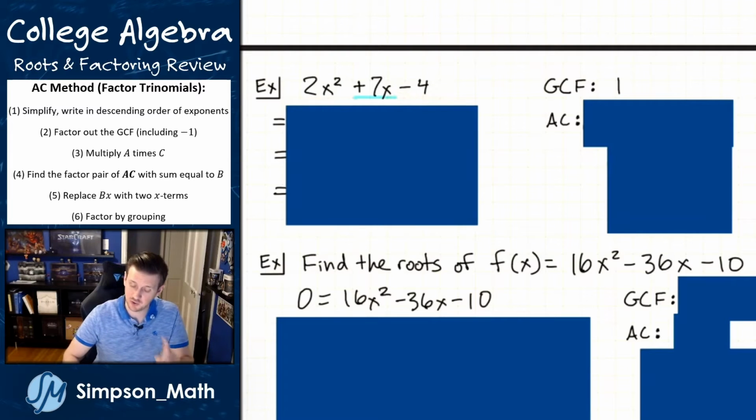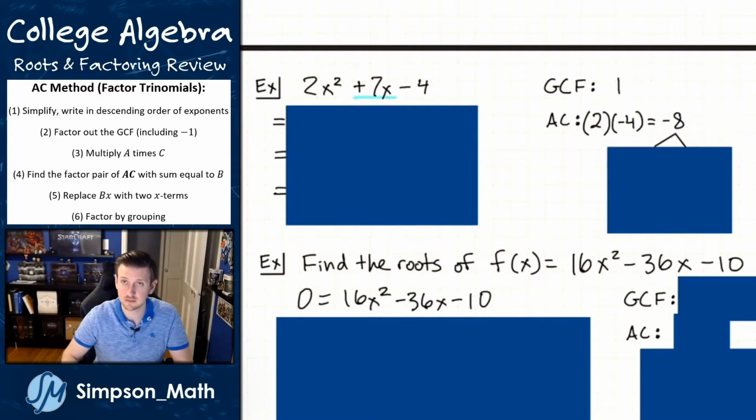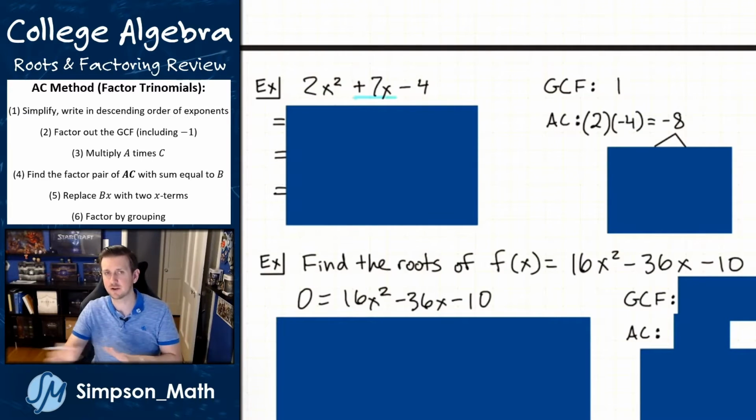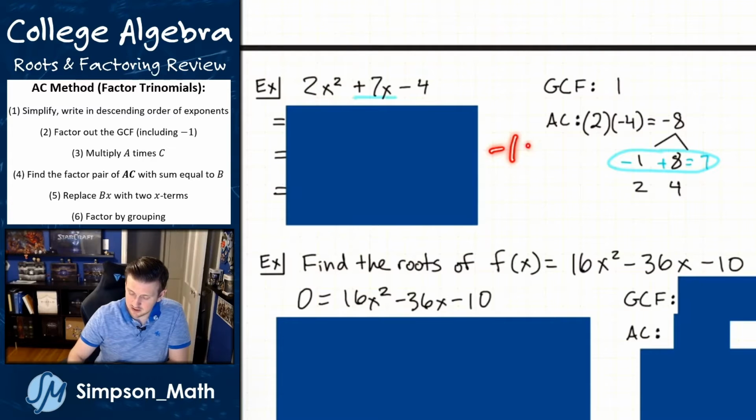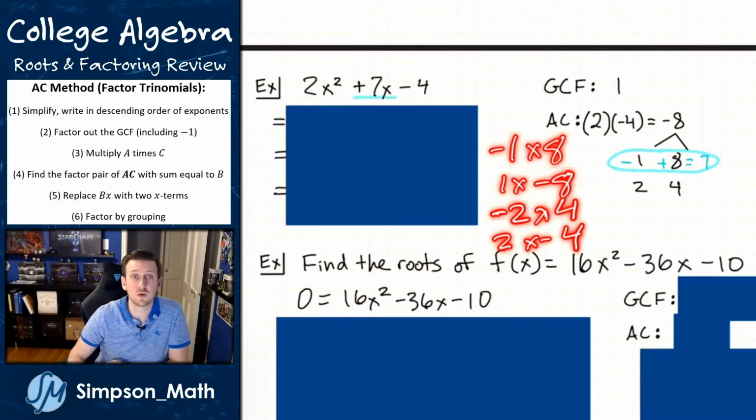So when I multiply 2 times negative 4, what do we get? We get negative 8. So when we were writing our factor pairs, just write the factor pairs of 8, but we have to be mindful about getting negative 8 when we multiply. So let's now write our factor pairs of negative 8. How do I get negative 8 when I multiply? Well, I could do a negative 1 times 8, or 1 times negative 8, or negative 2 times 4, or 2 times negative 4. So I have those 4 options.